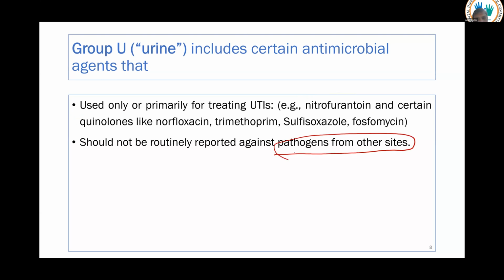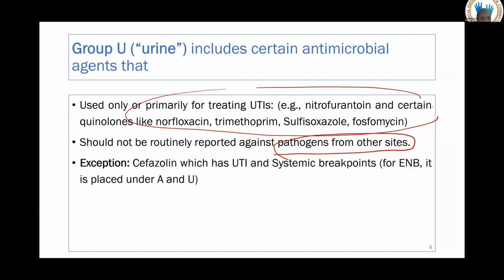So when you prepare your antibiogram, tomorrow we will discuss the antibiogram. Remember that these are the antibiotics which cannot be included for other site isolates. They have to be included only for urine isolates.